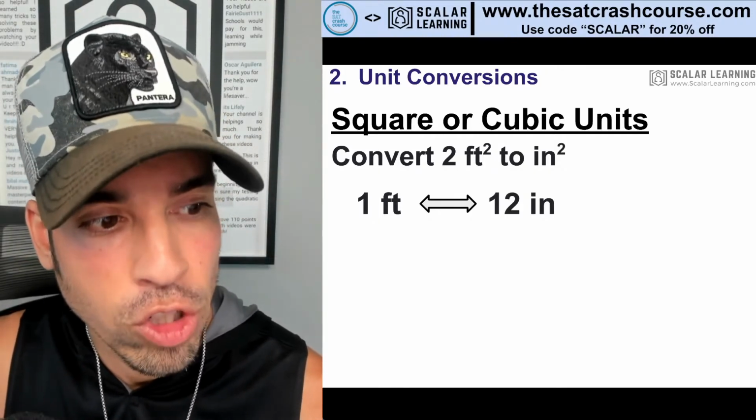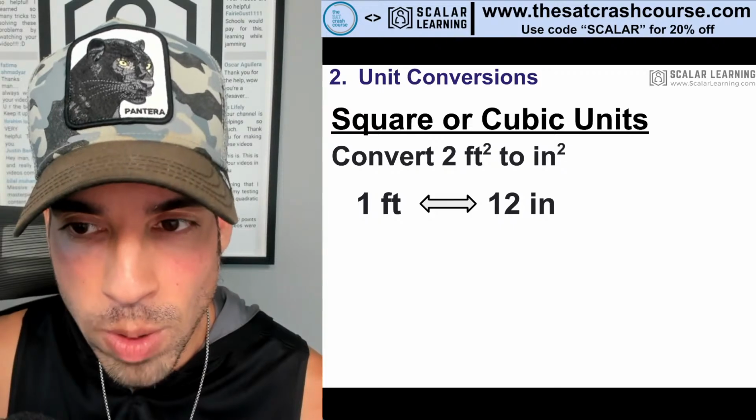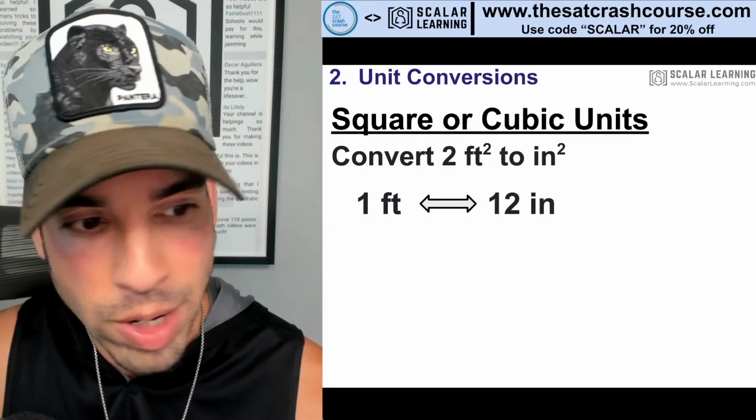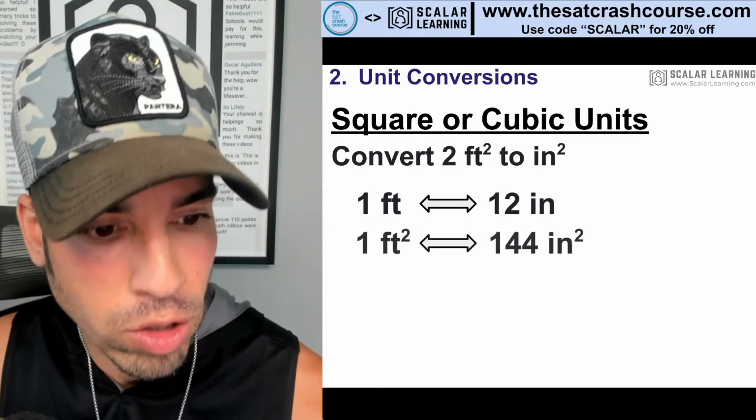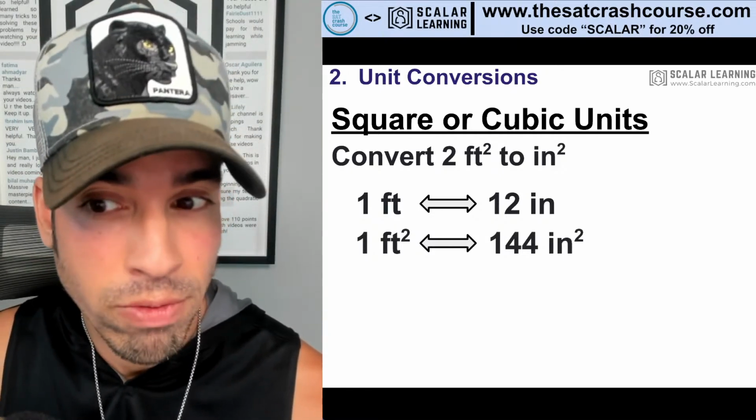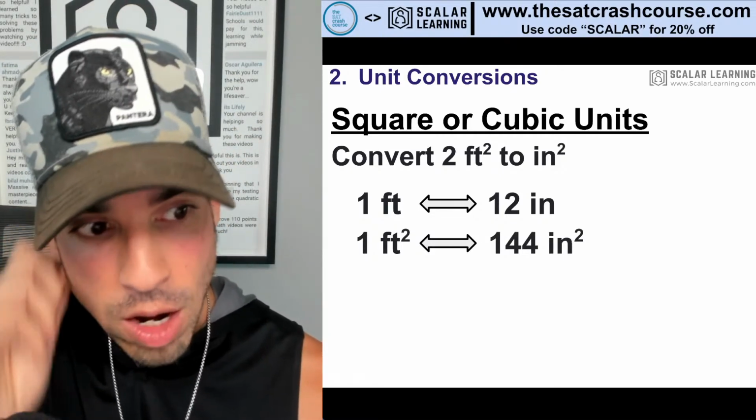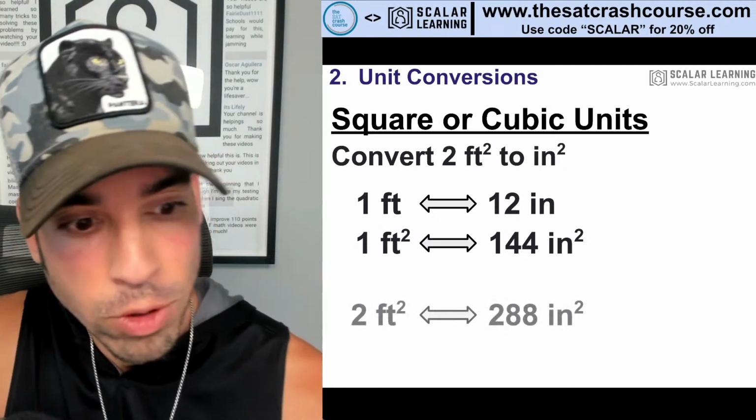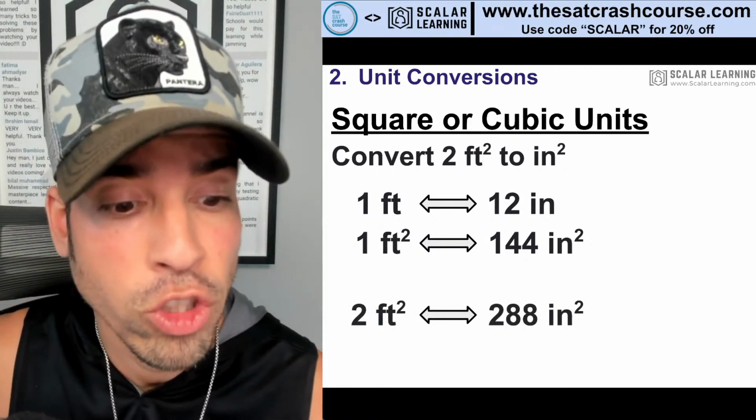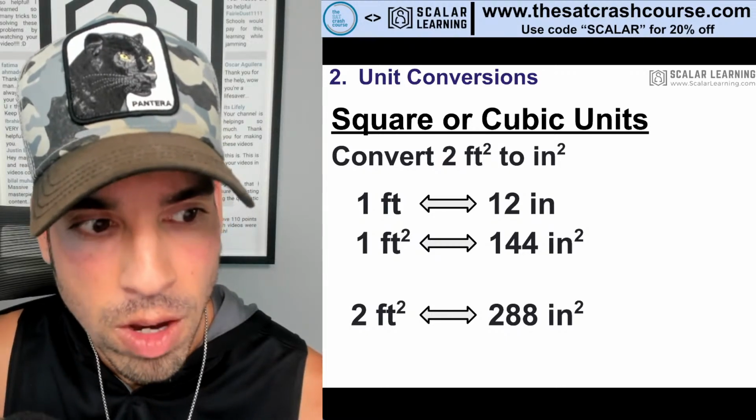That's true. But when we square the units, we're also squaring those values in the proportion or the ratio. So now it's 1 squared, which is still 1, and 12 squared, which is 144. So now if 1 foot squared is 144, 2 feet squared is 288 inches squared.